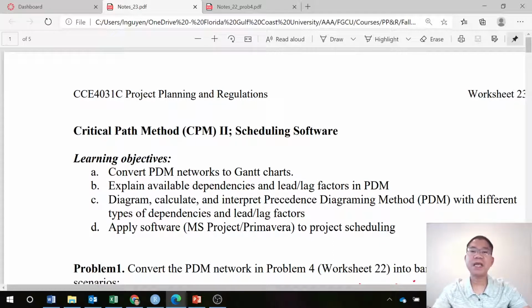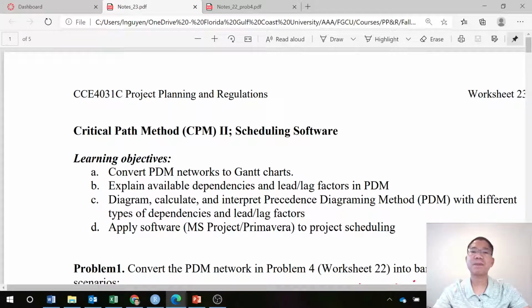We convert the PDM (precedence diagramming method) networks into the Gantt chart or bar chart, explain the available dependency and lead lag factors in the PDM diagram, calculate and interpret the PDM with the different types of dependency that we explain in objective B, the second objective, and lead lag factors, and apply software, in this case Microsoft Project, to project scheduling. So let's start with A, and that is problem 1.